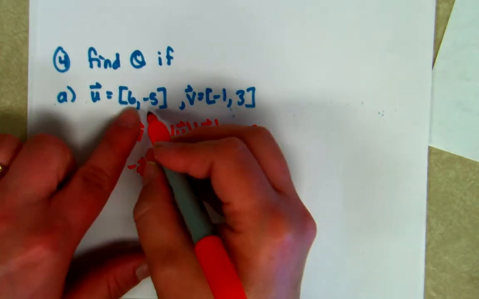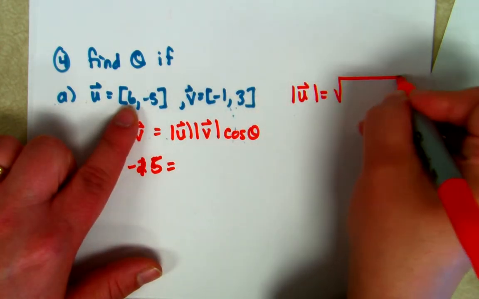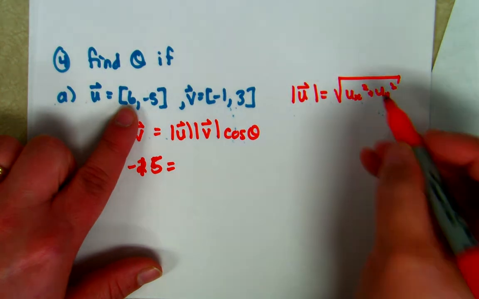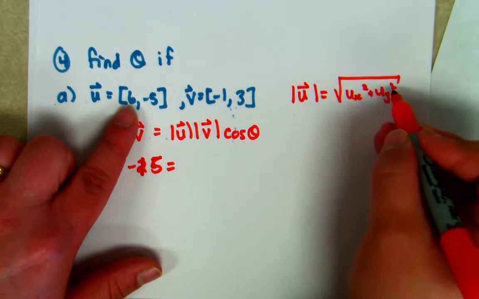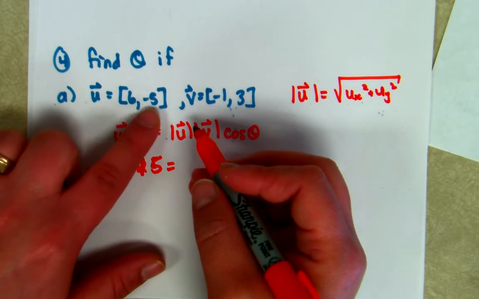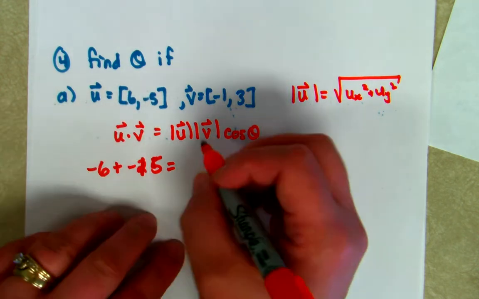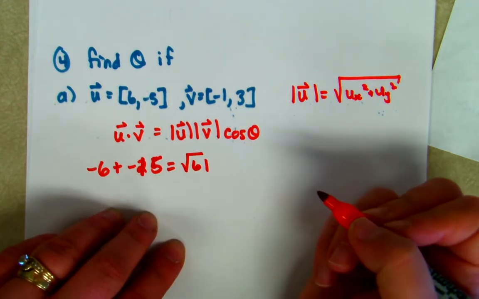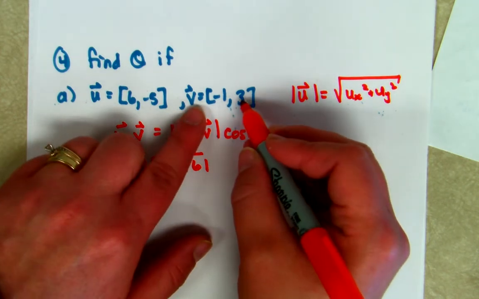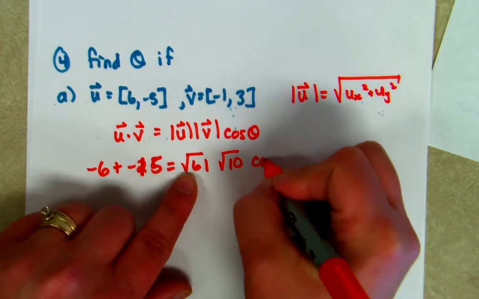I can also find the magnitude of these. This is Pythagorean theorem, because remember, the magnitude of u is the x-coordinate squared plus the y-coordinate squared. So the x from u squared plus the y from u squared. So I'm going to kind of do this in my head. 6 squared is 36. 5 squared is 25. 36 plus 25 is 61. I'm going to do the same thing for v. 1 squared is 1. 3 squared is 9. 1 plus 9 is 10.